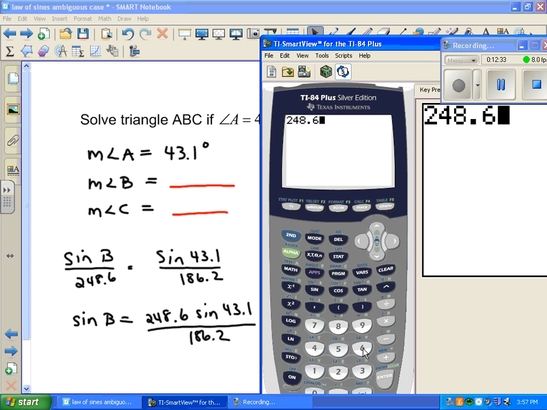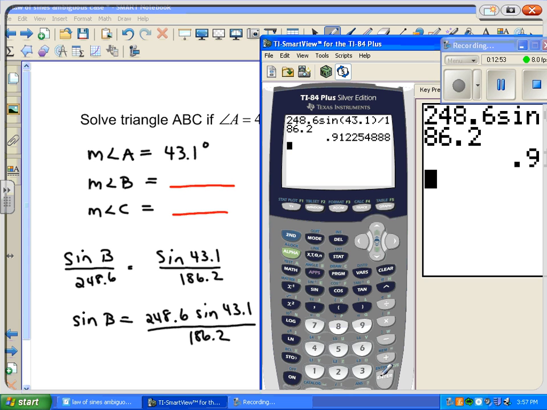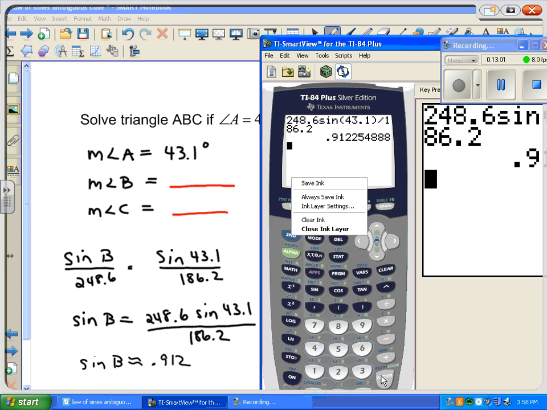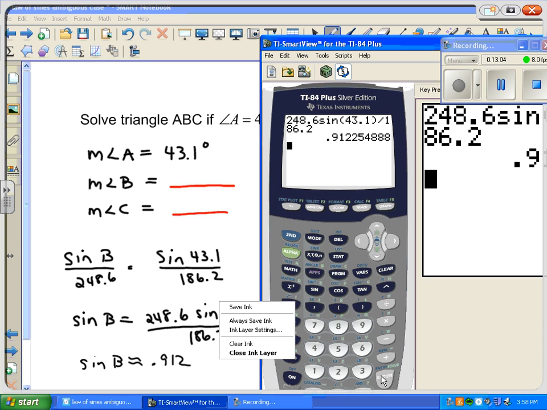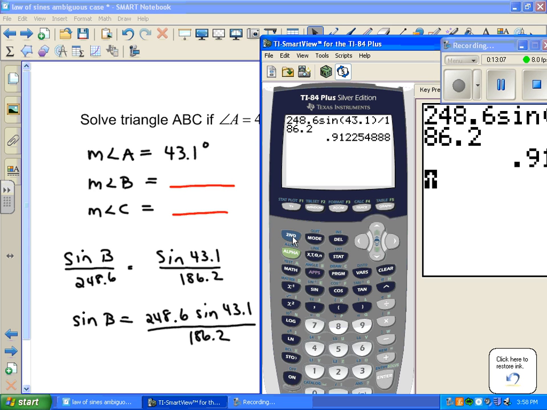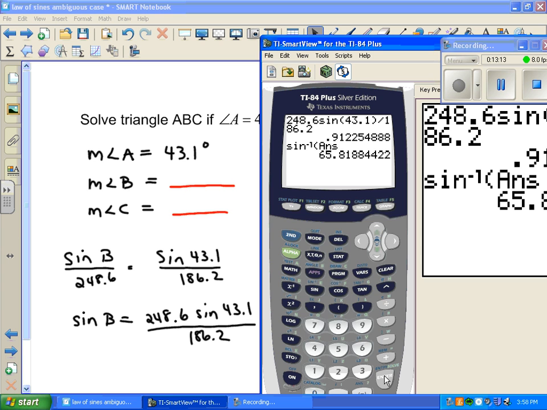248.6 times the sine of 43.1 divided by, I put the parentheses in there, 186.2. Okay, so I end up with 912 thousandths, then second sine, and I get my angle 65.8.